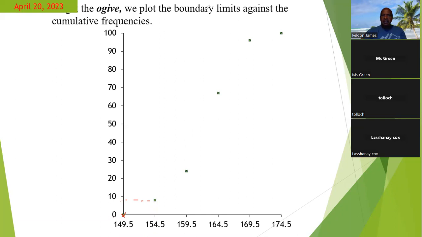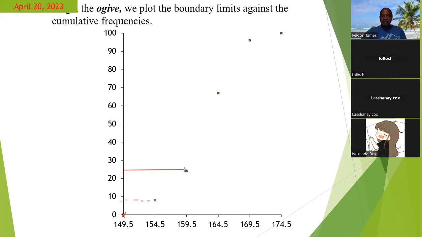All right, so the next cumulative frequency value you would have is 24. So 24 would be right here on your frequency axis. Let's say that would be 24. And then you would plot it with the third boundary value, which is 159.5. Let me see the hands up those who know how to plot these values.